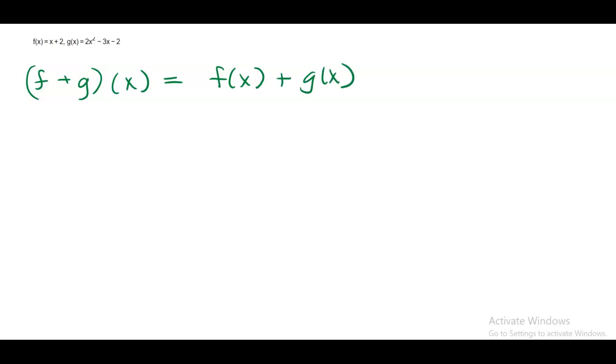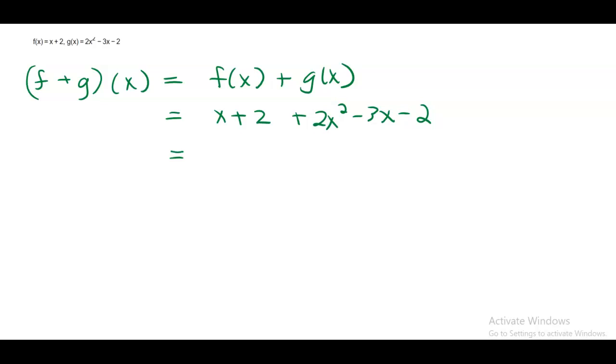So we have these two functions, f of x and g of x, and let's do a few examples. We'll start by finding f plus g of x. This simply means that we want to add the two functions together. So it'll be f of x plus g of x. F of x is x plus 2. G of x is 2x squared minus 3x minus 2, and we'll combine like terms.